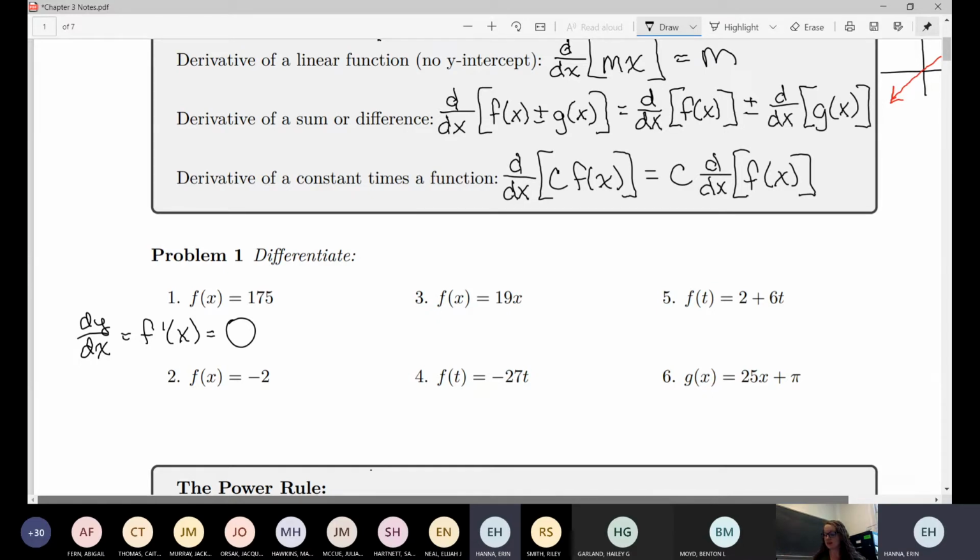Yeah, so why is it a constant? There's no x here. There's no variables. Since I don't have any variables floating around, it's just a straight number, 175. That's why it's a constant. It doesn't have any variables attached to it at all.